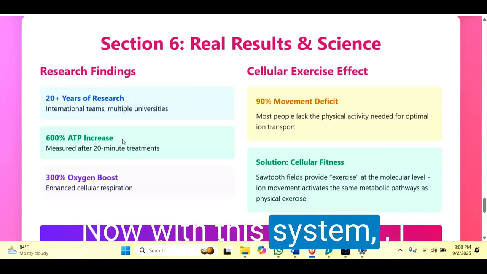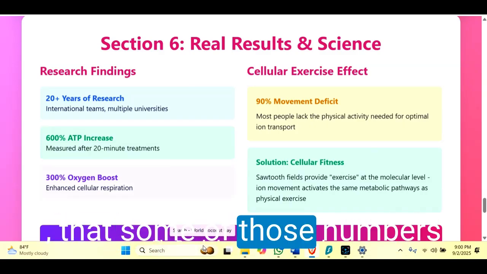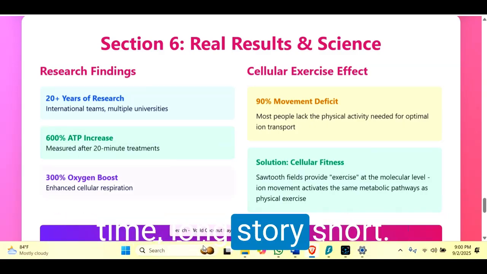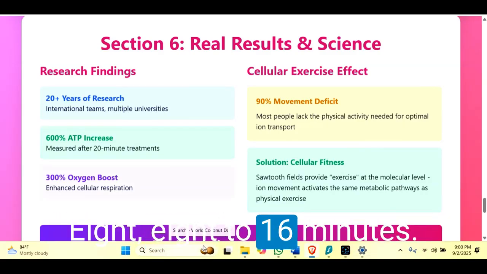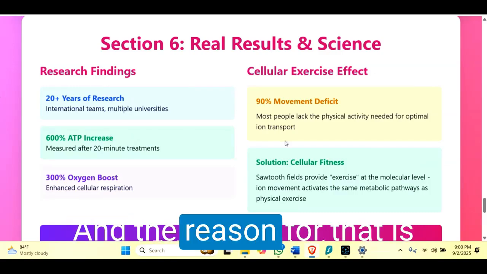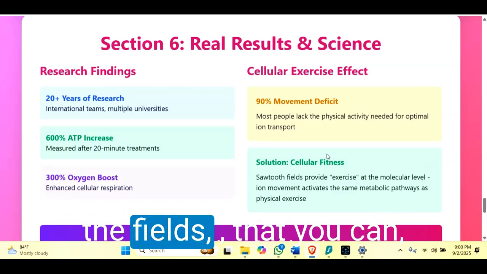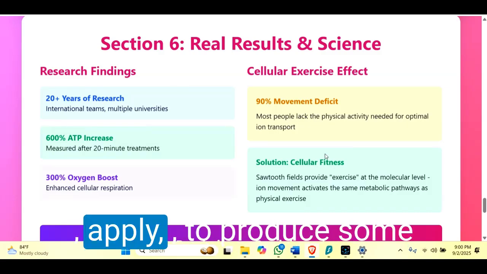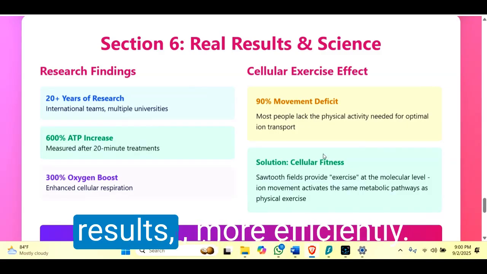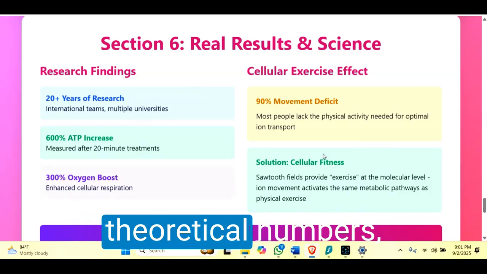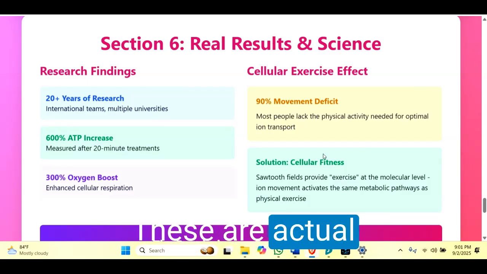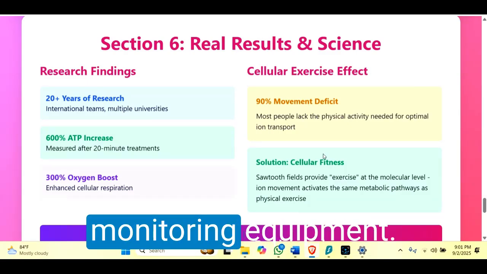Now, with this system, I won't get into it, but some of those numbers are achievable with less time. Long story short, 8 to 16 minutes. And the reason for that is just because there are some variables and settings in terms of the intensity of the fields that you can apply to produce some results more efficiently. So again, these aren't theoretical numbers I just rattled off here. These are actual measurements using professional ATP monitoring equipment.